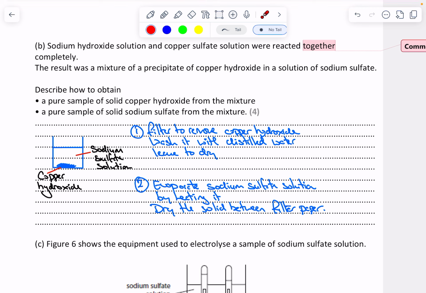So to do this, we need to evaporate the solution, and we do that by heating it. And then once we've heated it and got the salt formed, we would leave that solid between some bits of filter paper, and that would allow it to dry, and then we've got a pure dry sample of the sodium sulfate as well.